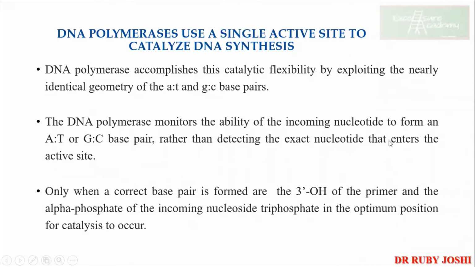Okay, so now let's talk about the DNA polymerase. It uses a single active site. Okay, so here only one active site is there, and that is what we are going to discuss in today's lecture. It catalyzes by exploiting the nearly identical geometry of the AT and GC pairs. What does DNA polymerase do? It monitors the ability of the incoming nucleotide, the dNTP, to form an AT or GC pair, rather than detecting the exact nucleotide. So how is it happening?